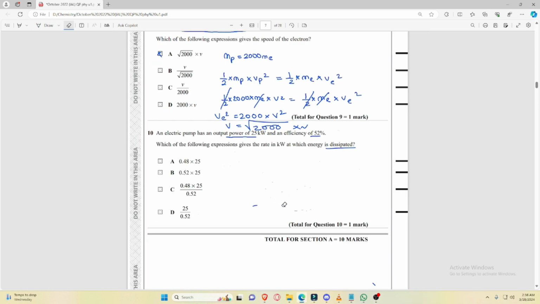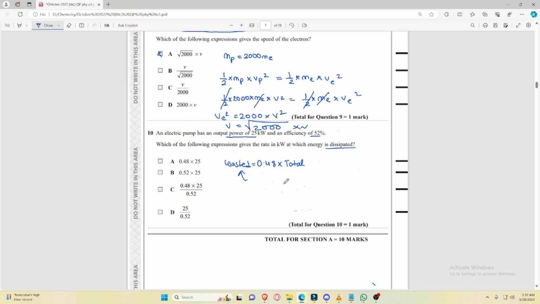Okay, energy dissipated, that means I want the wasted energy. So I know that the amount of energy wasted, it is how much? 52% efficient, that means 48% remains. So 0.48 of the total energy is my wasted energy. So I want this value, I want the wasted value.